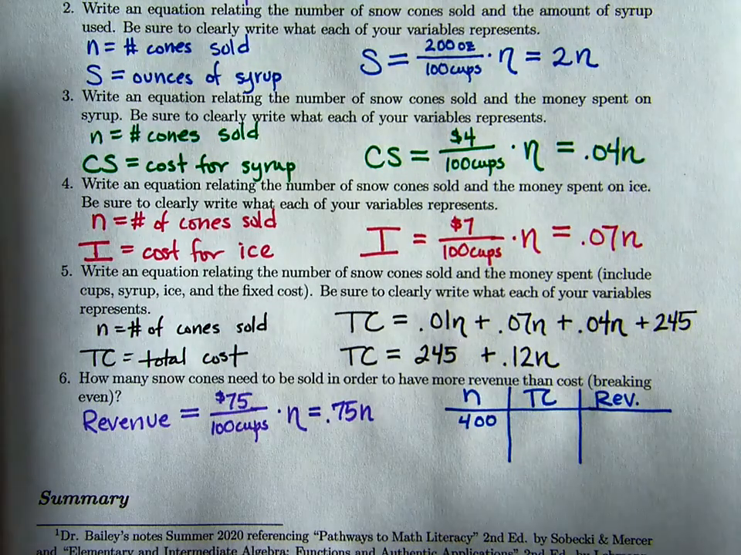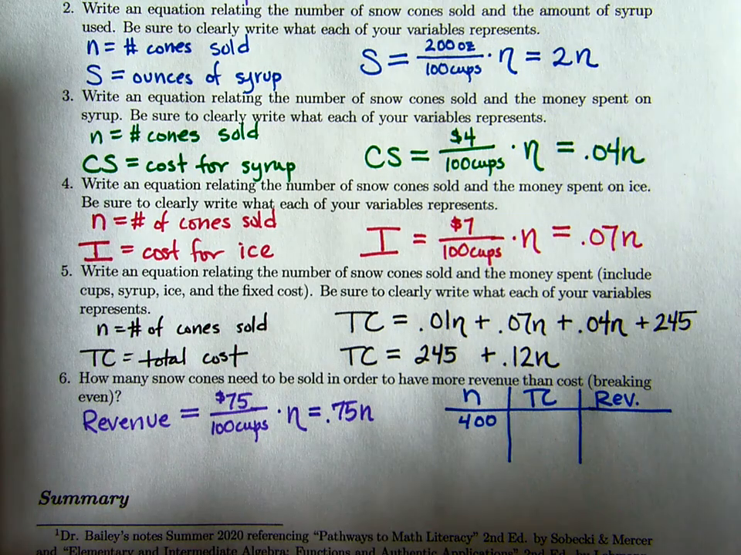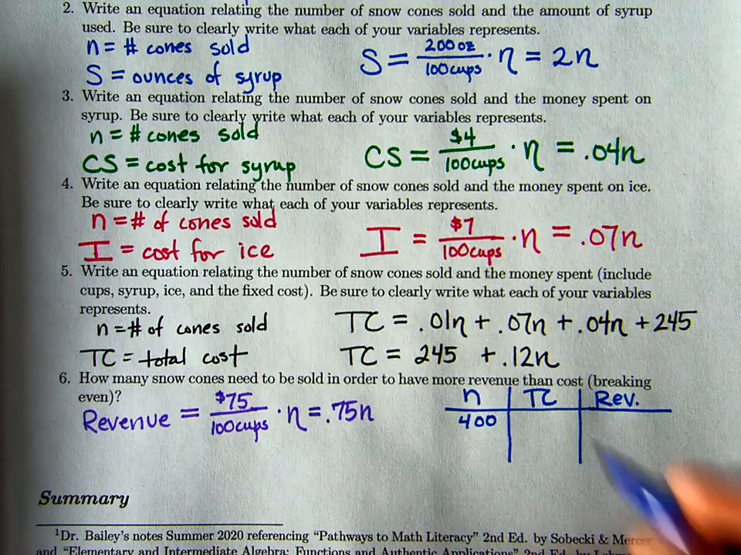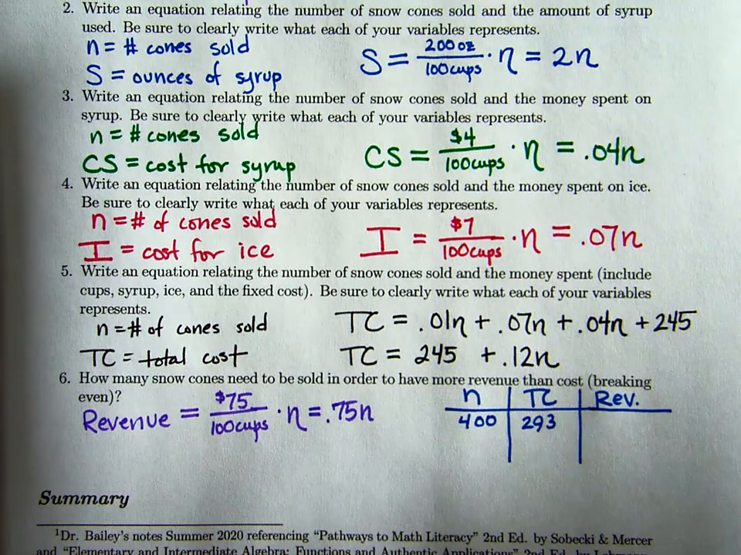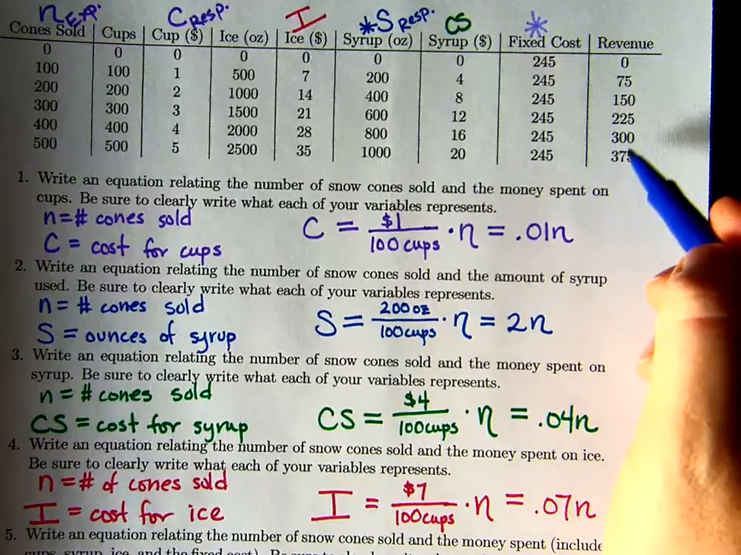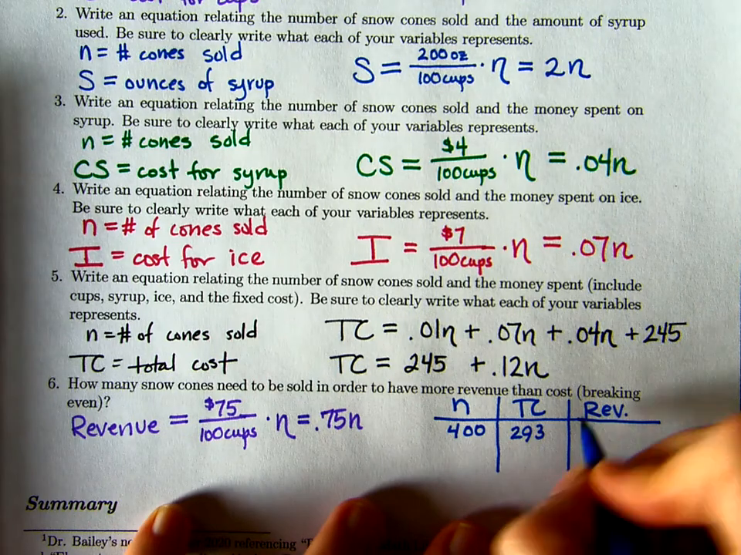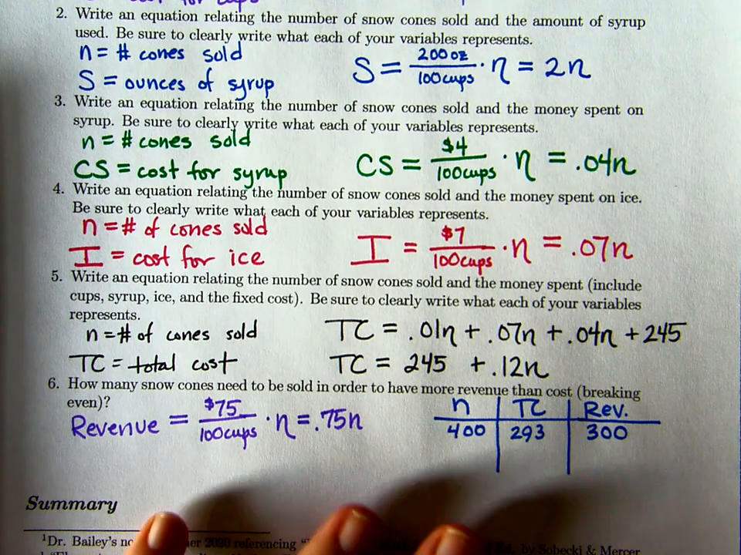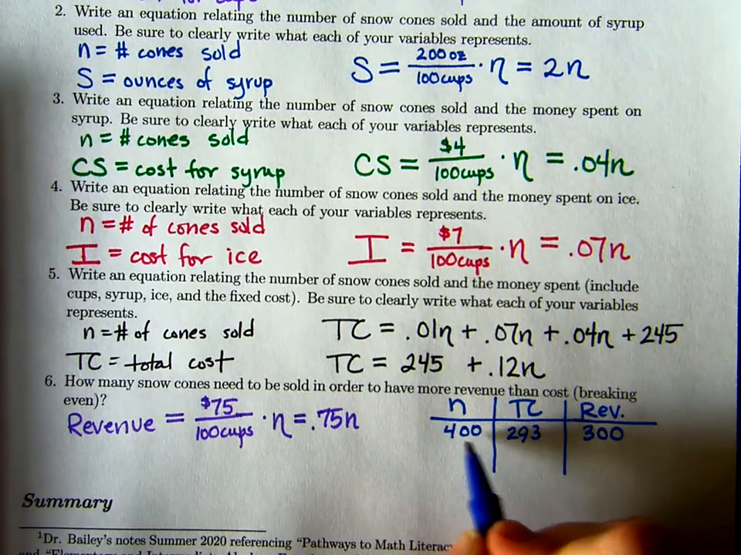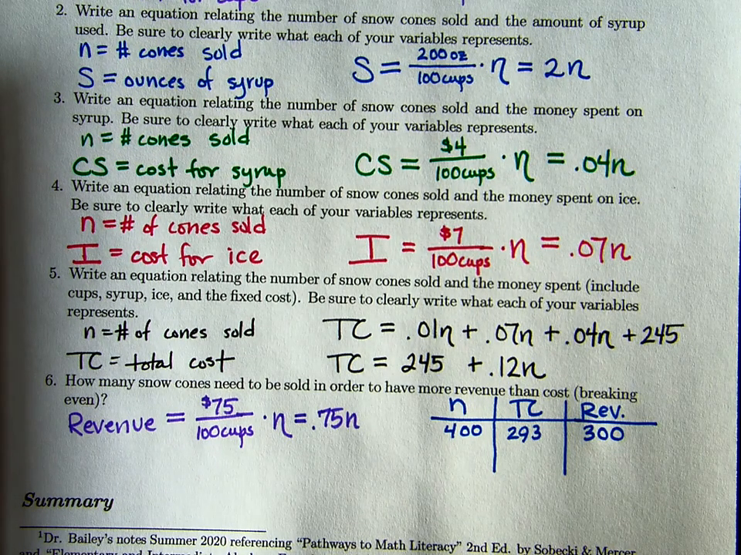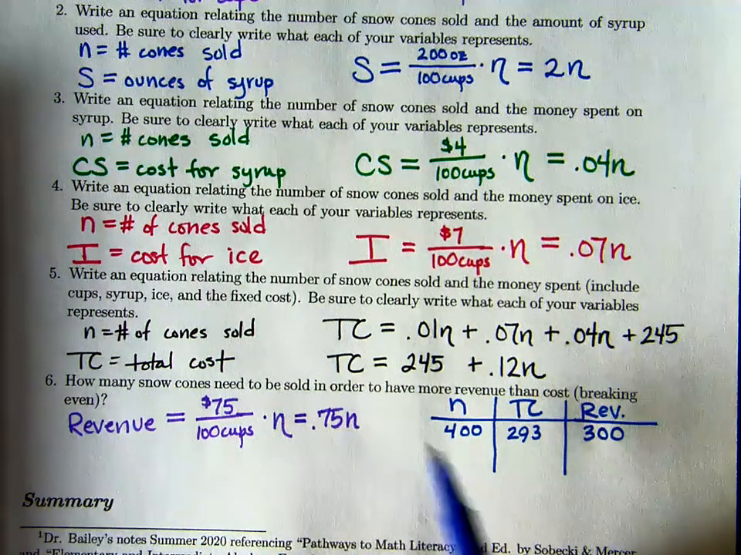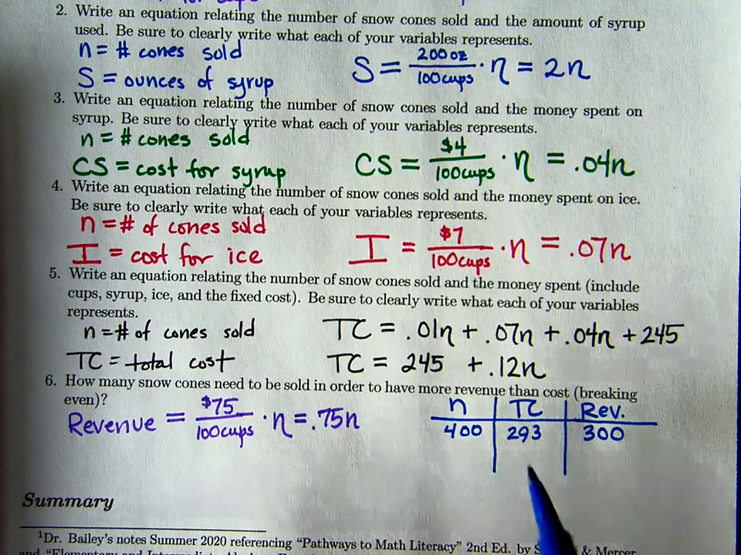The total cost will be $245 plus 12 cents times 400 snow cones made. Total cost, $293. The revenue, 75 cents times 400. I think we already know that. It's up here in the chart. It's 300. Ooh, that's really close. So this is actually really, really close. The revenue is a little bit more, so we could decrease, actually, the number of snow cones that we have to sell in order to break even.